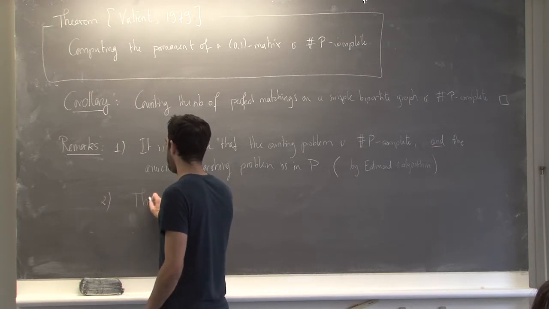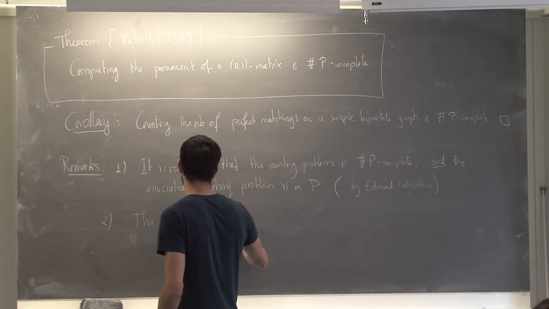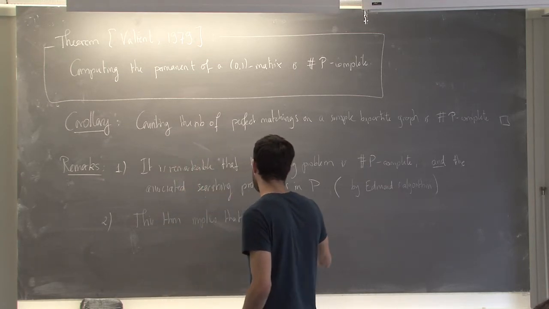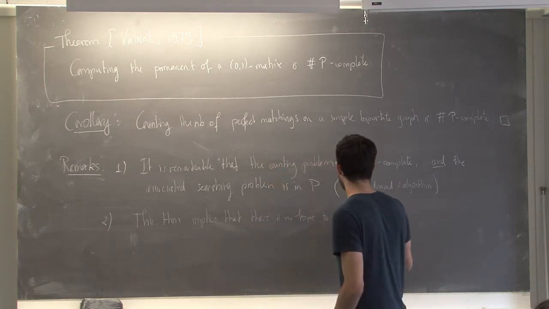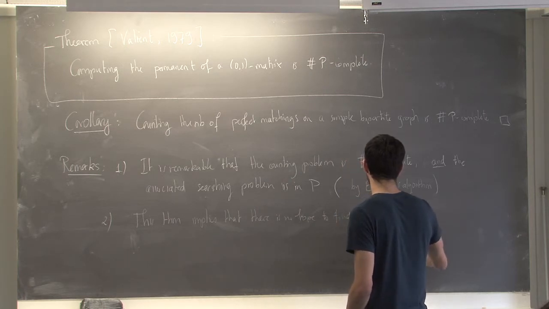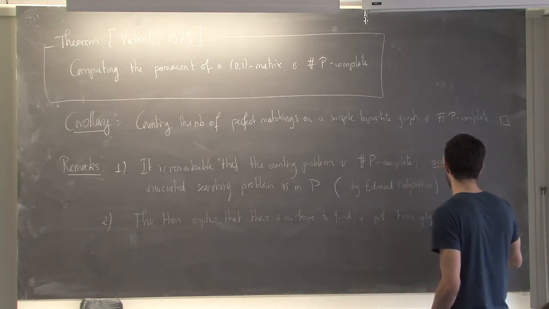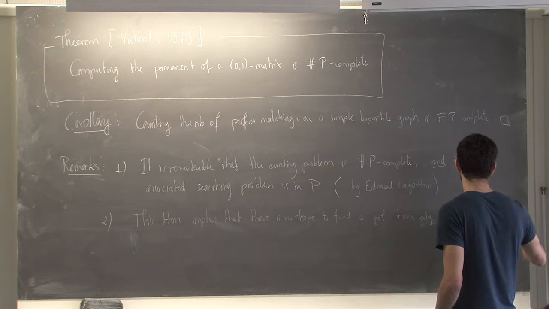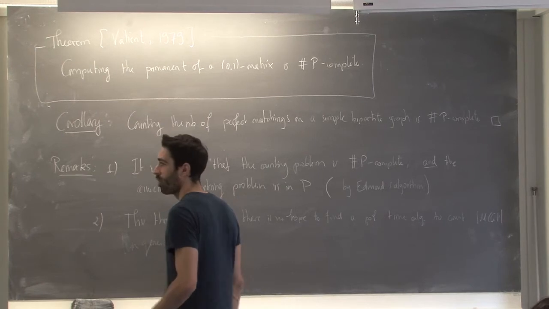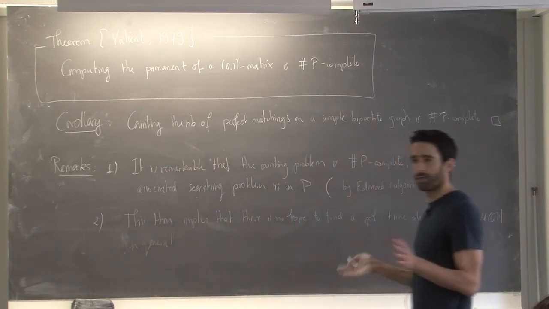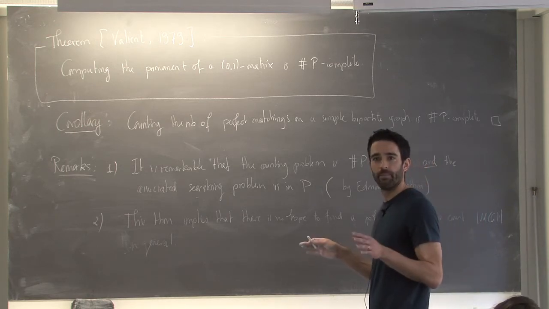So this theorem implies that there is no hope to find a polynomial time algorithm to count the number of perfect matchings in general. Why? It doesn't mean it's impossible, but if you find one, that's one of the biggest surprises in modern day mathematics, basically.